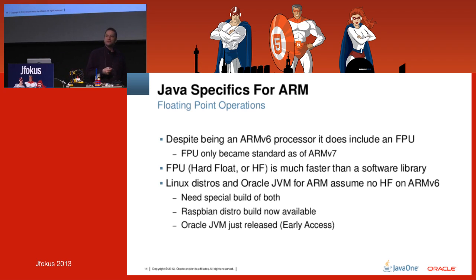So the Linux distros that you can download for the Raspberry Pi, I think it was about October last year, they released the Raspbian release, which is Debian, which they'd recompiled to use hard floating point support. And then Oracle had to do some work in terms of recompiling the JVM, again, to use the hard floating point support, and we released that just about at the end of last year.